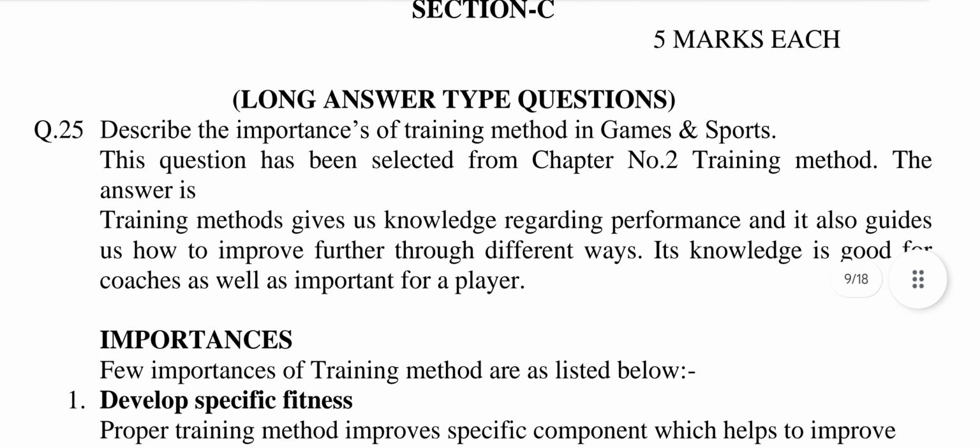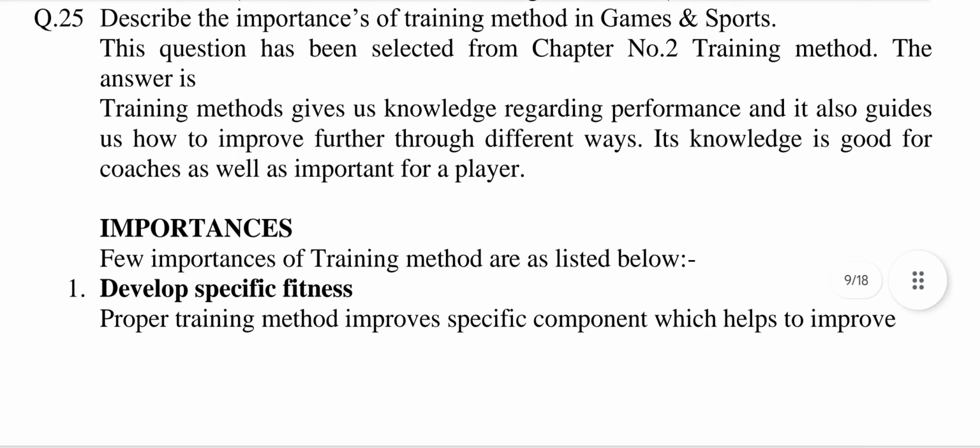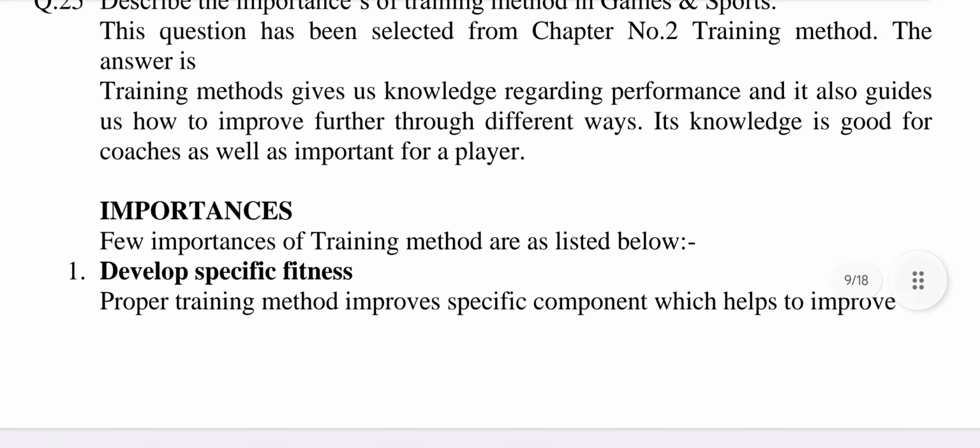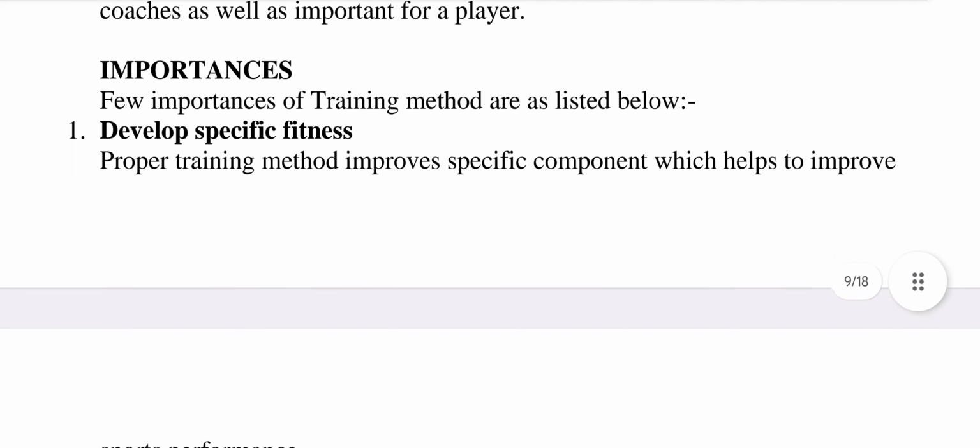Section C. Each question carries 5 marks. Question number 25. Describe the importance of training method in games and sports. This question has been selected from chapter number 2, Training Method. The answer is: training method gives us knowledge regarding performance and it also guides us how to improve further through different ways. Its knowledge is good for coaches as well as important for player.